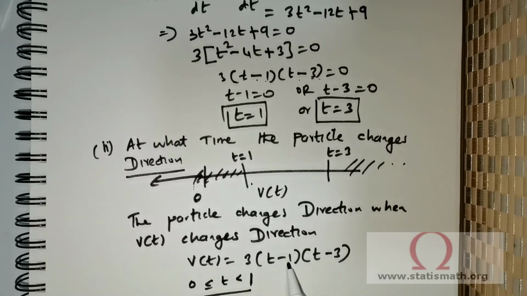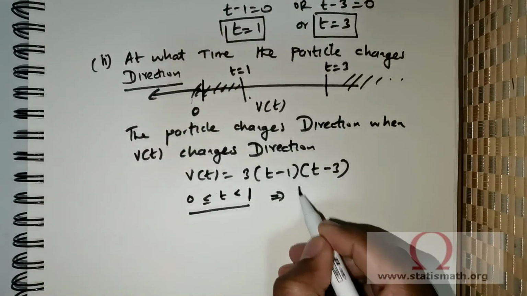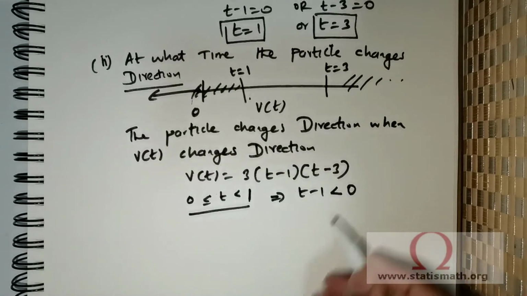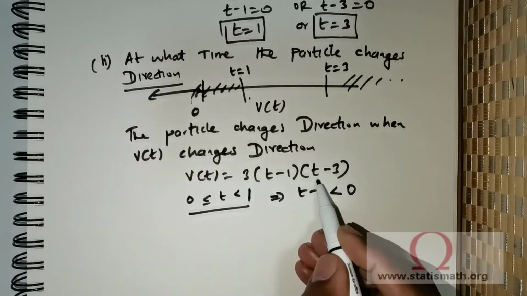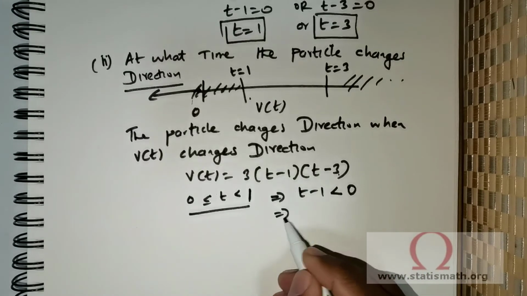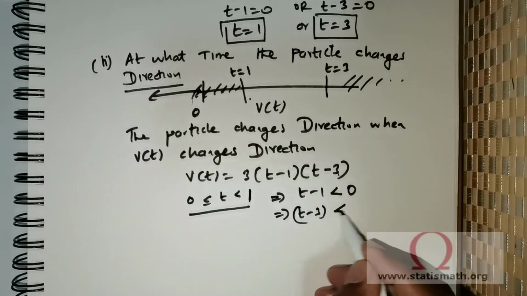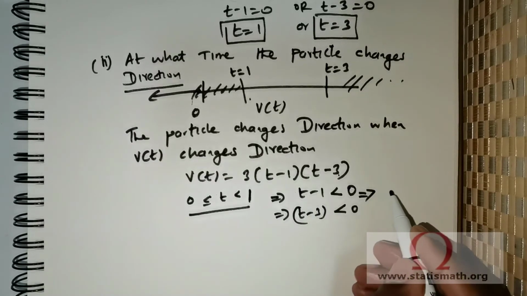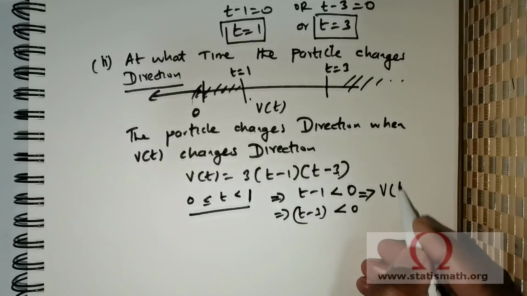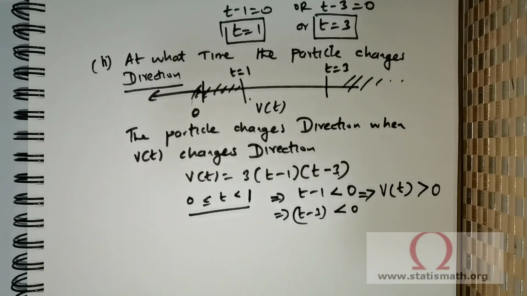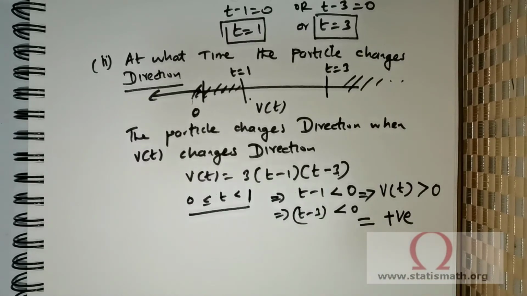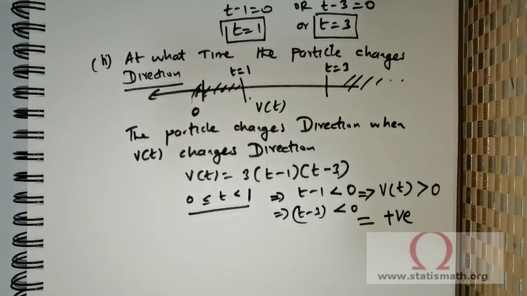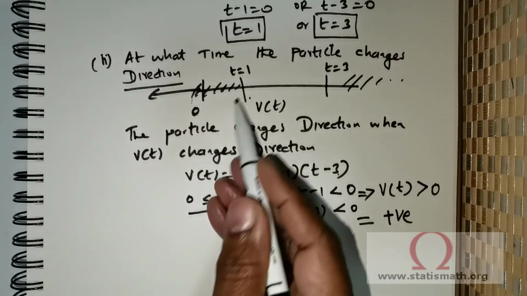If t is less than 1, then t − 1 will be a negative quantity, less than 0. Now t is less than 1, so that means t is smaller than 3. So this will also imply that t − 3 will be less than 0. So this in turn would mean that the product of two negatives will be greater than 0. So this is going to give me a positive value for values in which t is less.